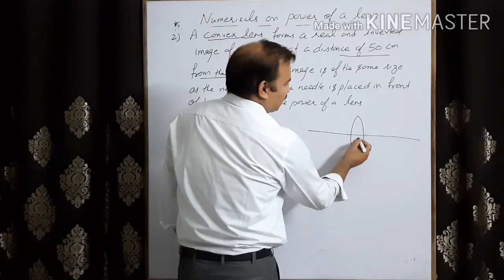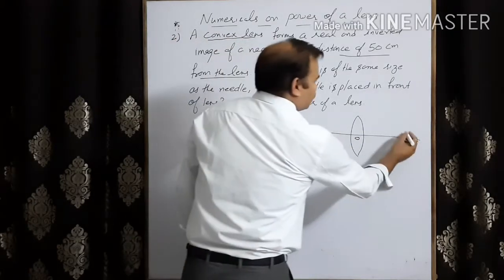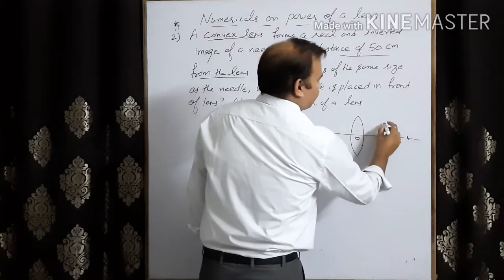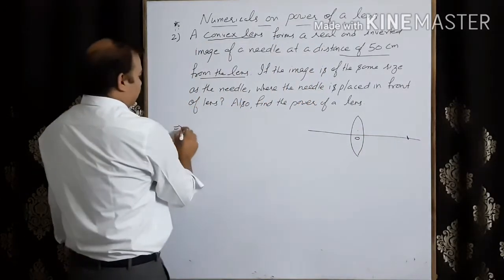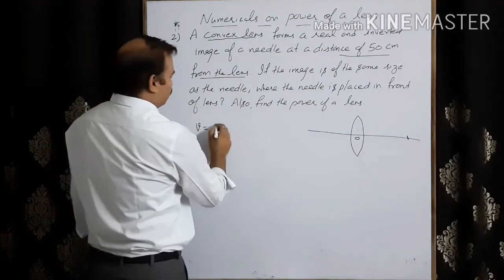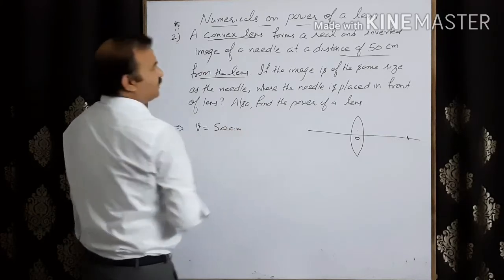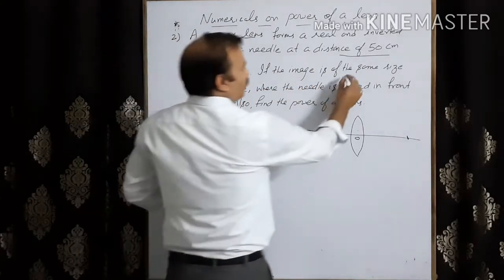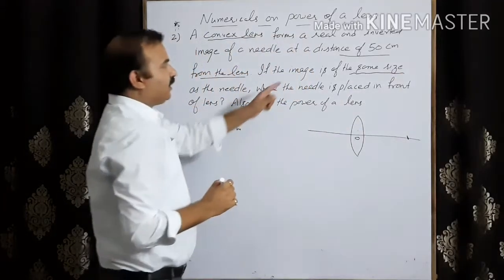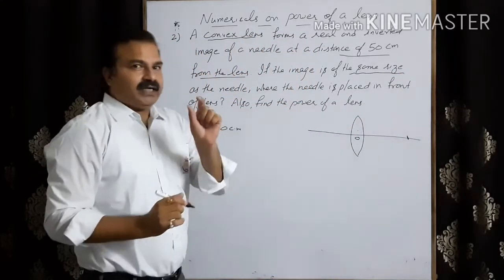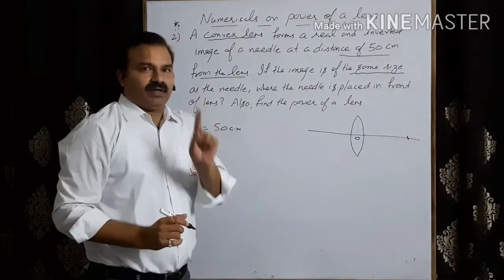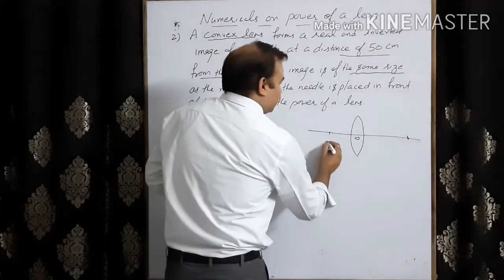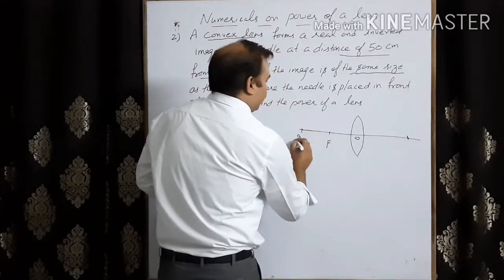This is the principal axis. This is the optical center, and the image is formed at 50 centimeter from here. That is, we can say that V is equal to 50 centimeter. The image is of the same size. Now again, important thing: image is of the same size. Now in a convex lens, the image is the same as that of the object if the object is kept at 2f.